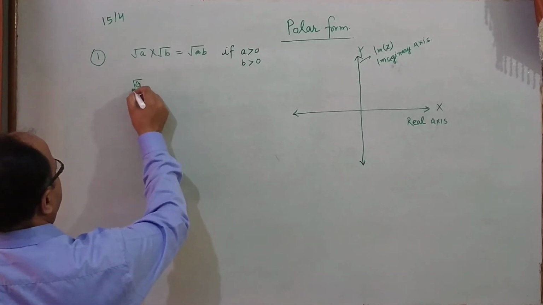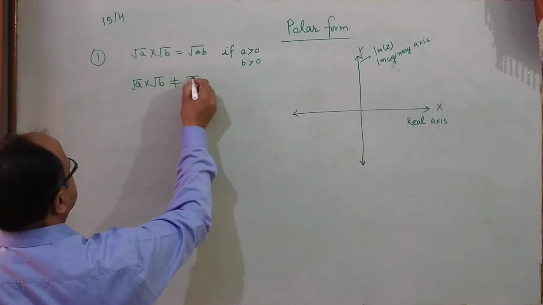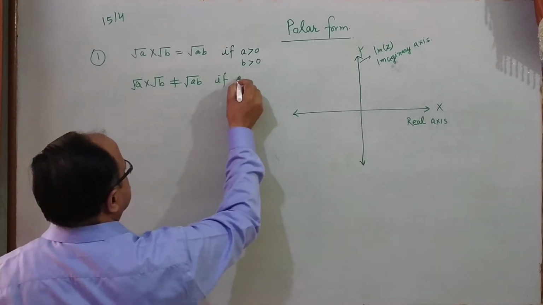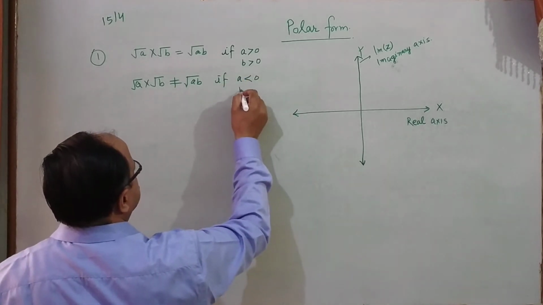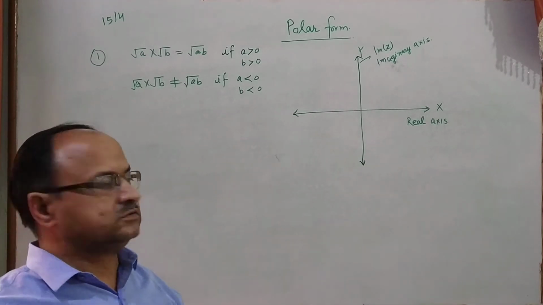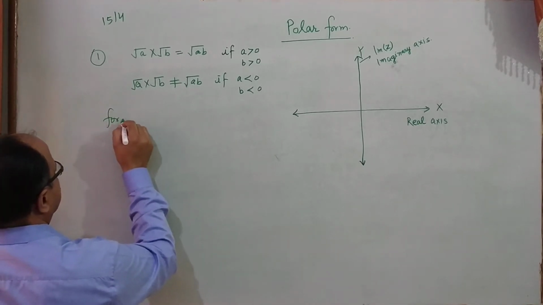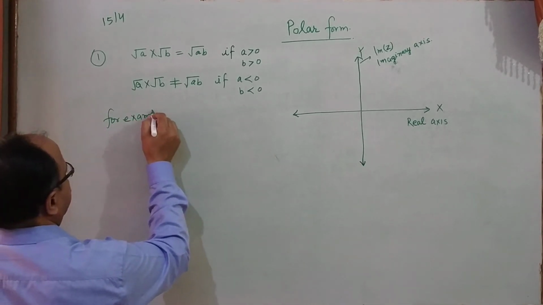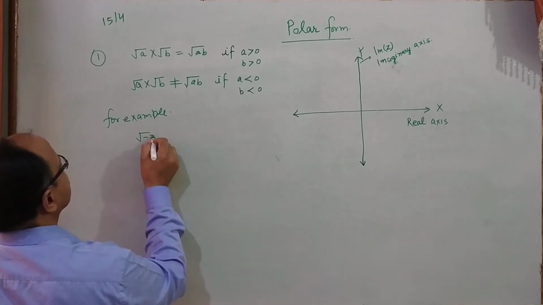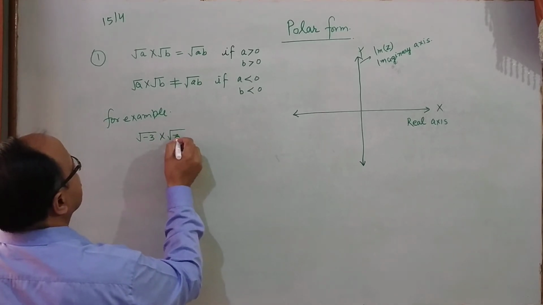And root a into root b is not equal to root ab if a is less than 0 and b is less than 0. Correct? It is not valid. For example, root minus 3 into root minus 2.